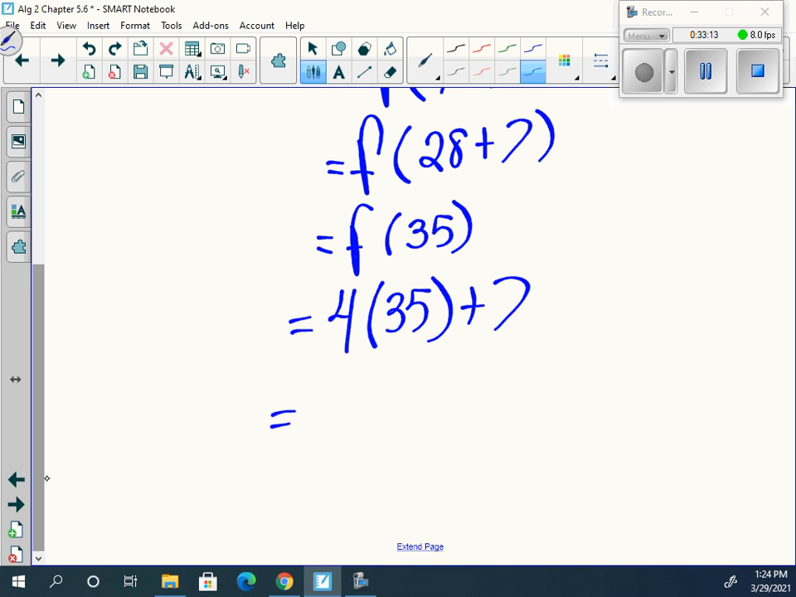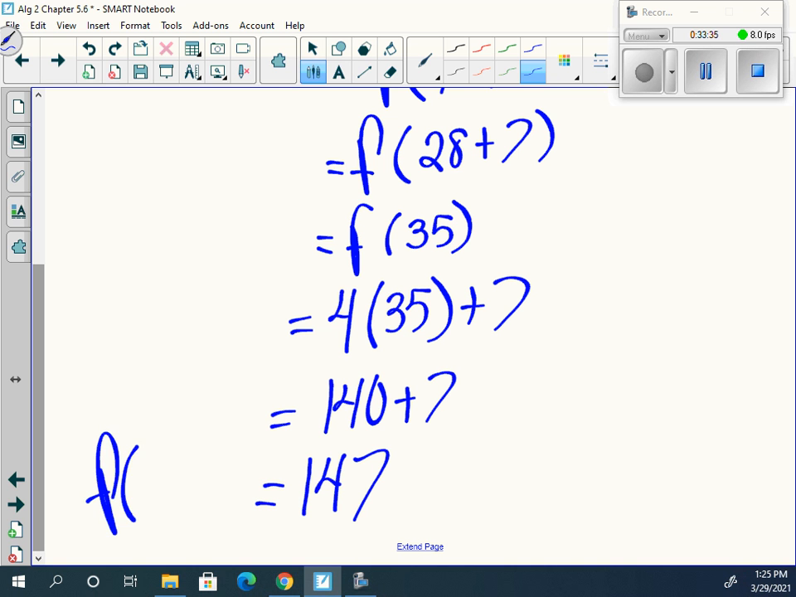Now we need to do 4 times 35. That's 140. Because 35 and 35, 30 times 5 times 2 is 70. And if we double that again, we would get 140. And 140 plus 7 is 147. So this here would be f of f of f of 0.